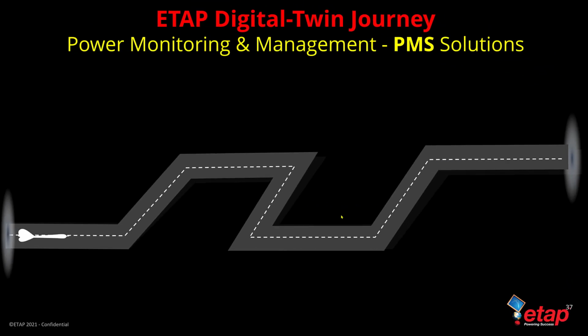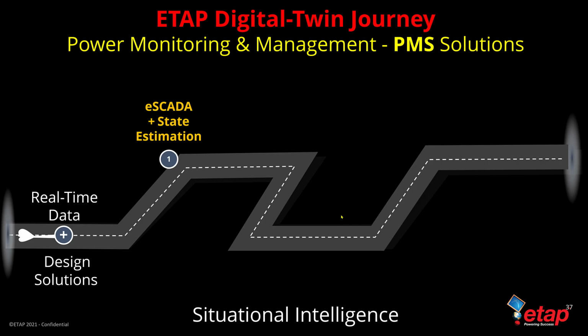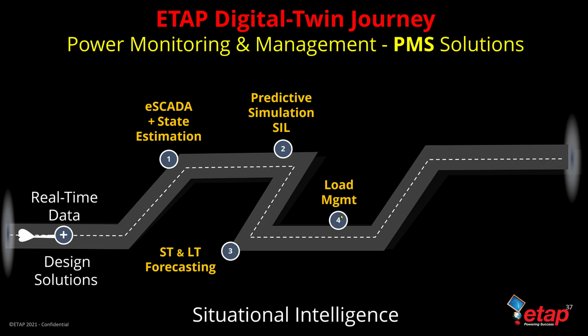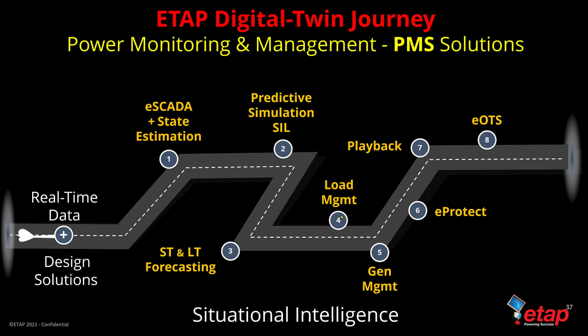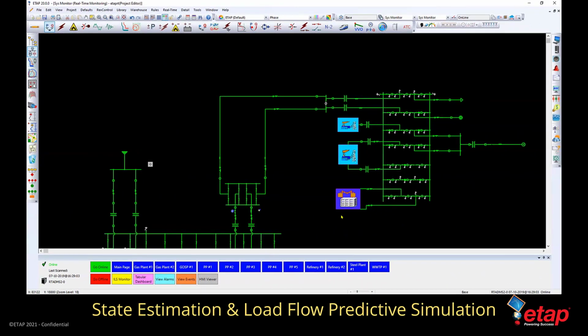Once we have successfully commissioned the system, that digital twin model can not only be used for an OTS, but it can essentially absorb or consume real-time data on a continuous basis to act as an eSCADA along with state estimation. We can then also do predictive simulation, forecasting, load management, generation management, relay asset management, forensic analysis through event playback, and of course the actual live OTS with the SCADA environment in place. So you can have the OTS again in commissioning mode, and you can have the OTS in power management mode as well.